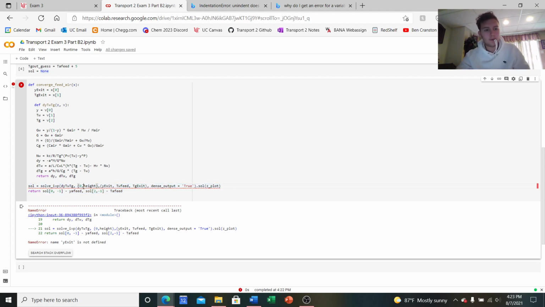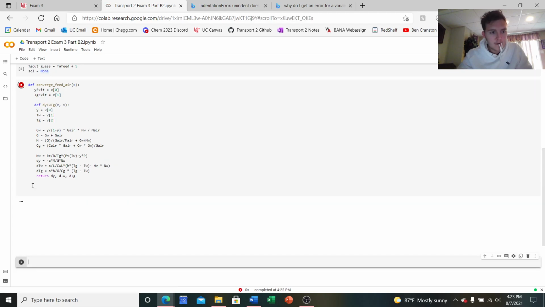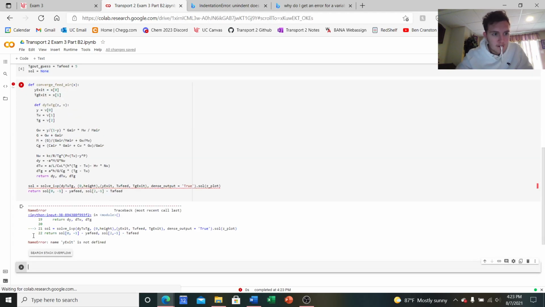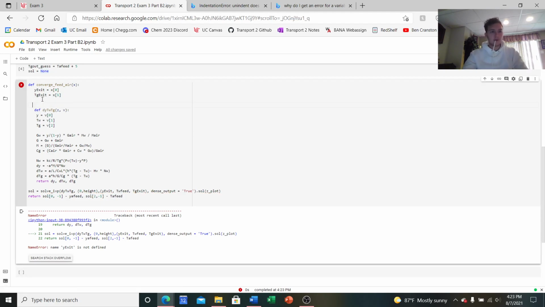How would I remove this? There's no issues there. Actually, it's not defined. What the hell? Is there an issue with... I'm very confused. Is this where I need to put the global solution?